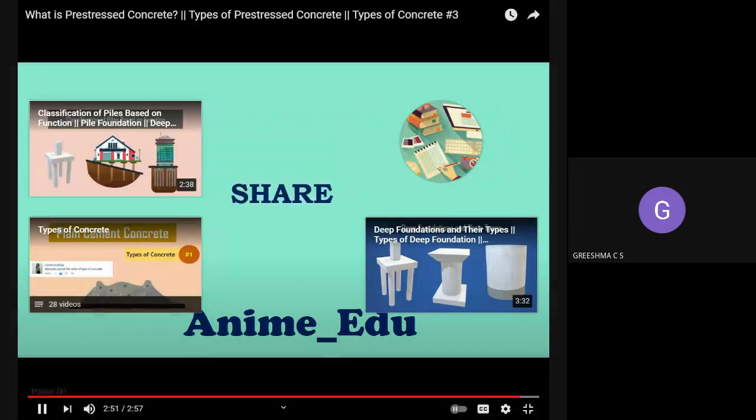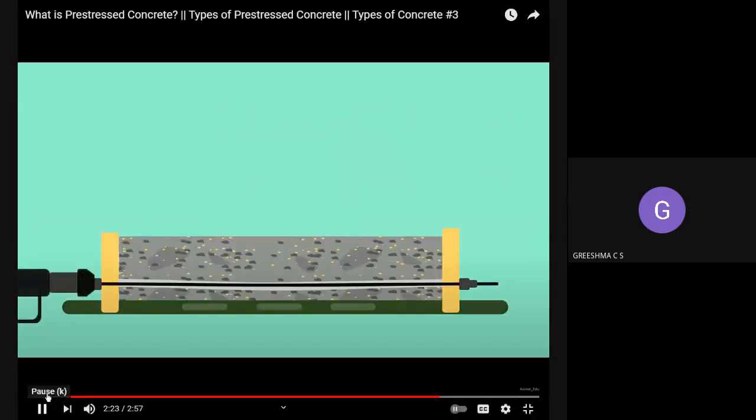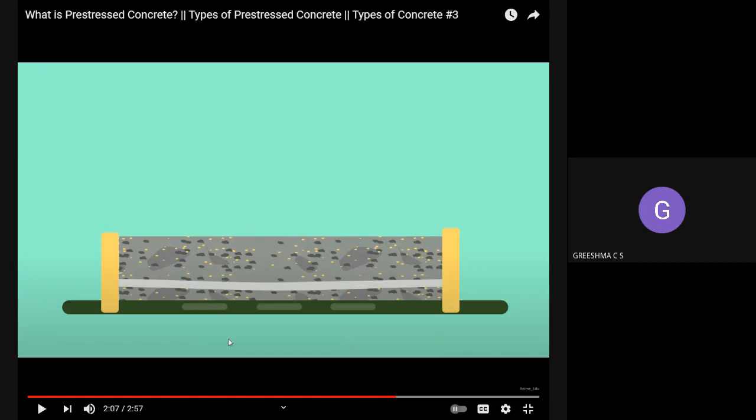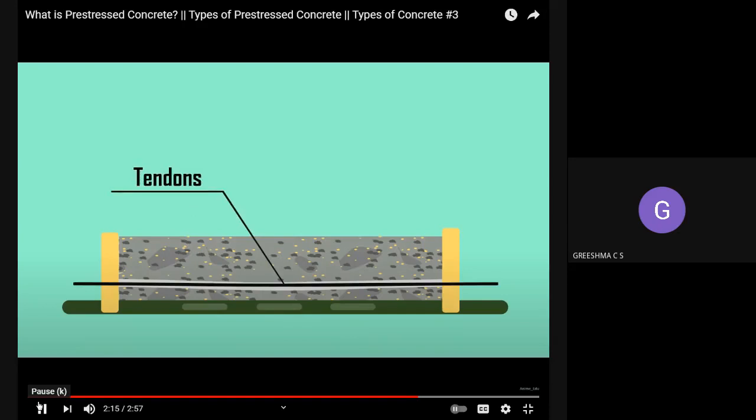So did you get the difference between pre-stressed and post-tension concrete? Post-tension means first you are casting the concrete beam, and while casting itself, you will leave a duct inside. Now after the concrete has been set, you will insert the tendons into it. Next, the tendons will be anchored. You can see in this figure, the tendons will be anchored.